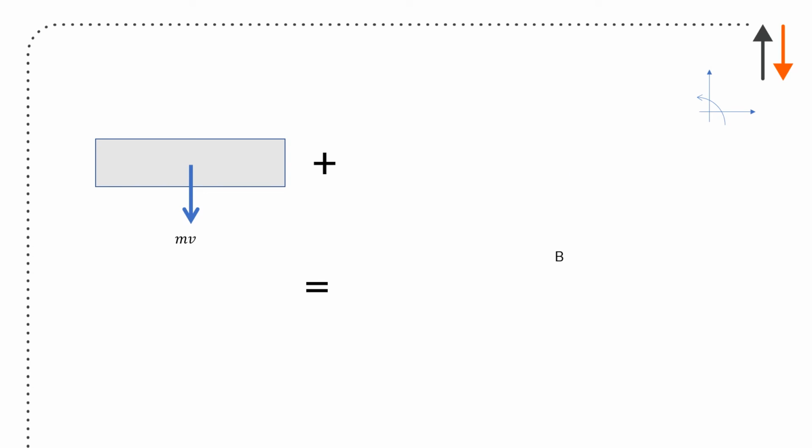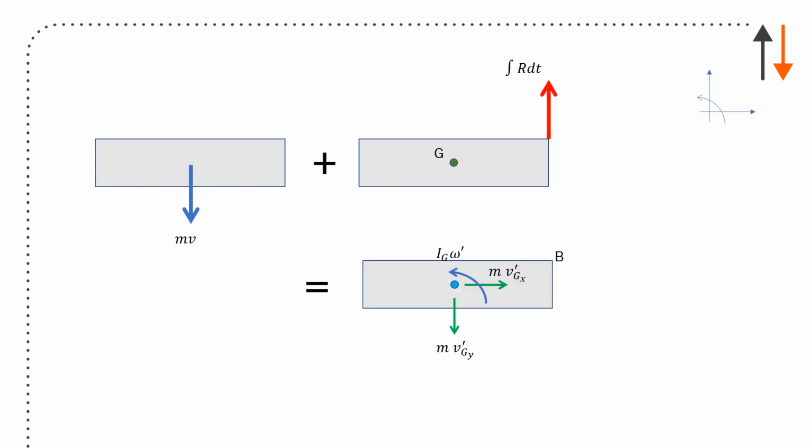So again, this is a case where you just have to draw out the diagrams. You have the initial linear momentum, mv. You have a reaction force that's only really coming from the cord. Again, you're neglecting the weight. And finally, you have the resultant velocities, linear and angular.